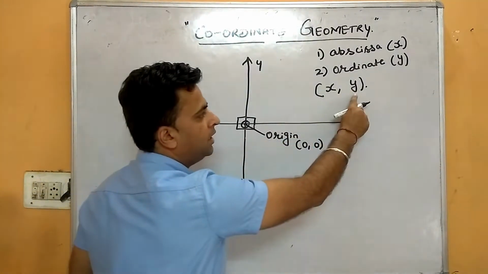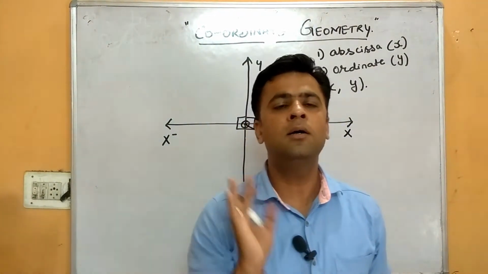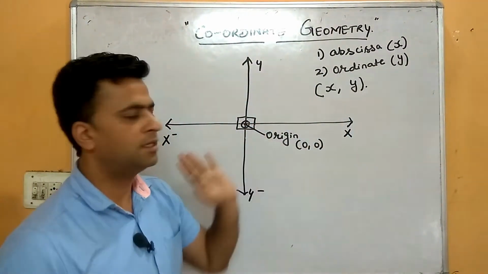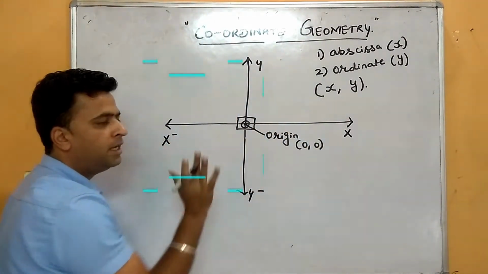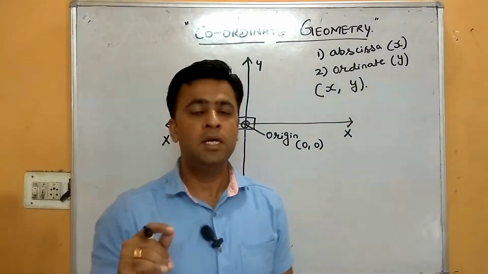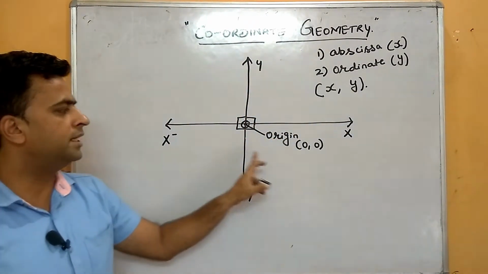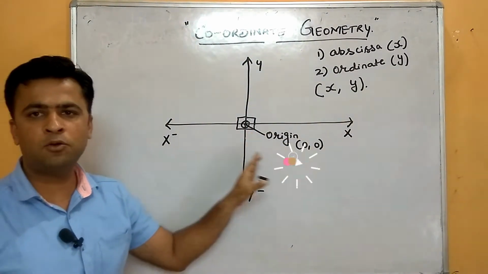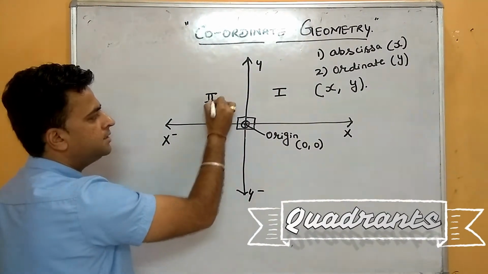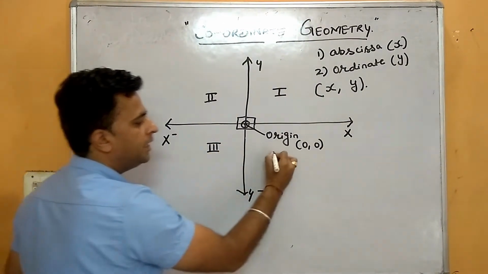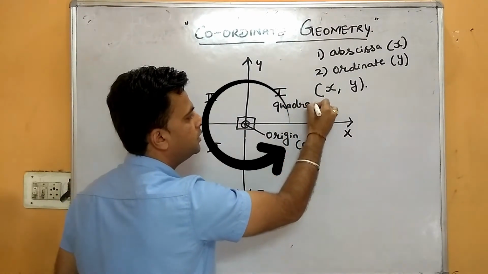When we write both x and y, that is known as the coordinates of a point on the plane, and this xy plane is known as the Cartesian plane. In the Cartesian plane, as we are looking here, we have four quadrants. Four parts are there. These are known as quadrants. First quadrant it is, second quadrant it is, third quadrant it is, and it is the fourth quadrant.